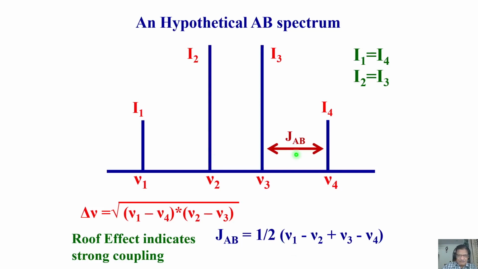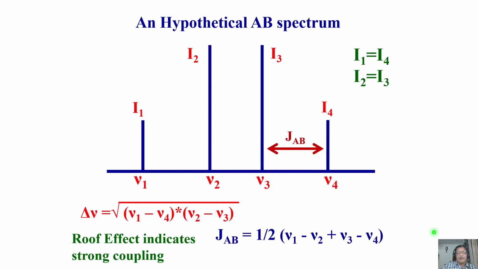JAB is very easy. You can just take the difference of the outer two lines here or the outer two lines here. But not this one. Only the outer two lines of the AB pattern give you J. Alternately, there is a simple formula. Take nu1 minus nu2 plus nu3 minus nu4 divided by 2. It amounts to the same. Instead of measuring both, you measure only one of them. That's enough. This gives you the J coupling.